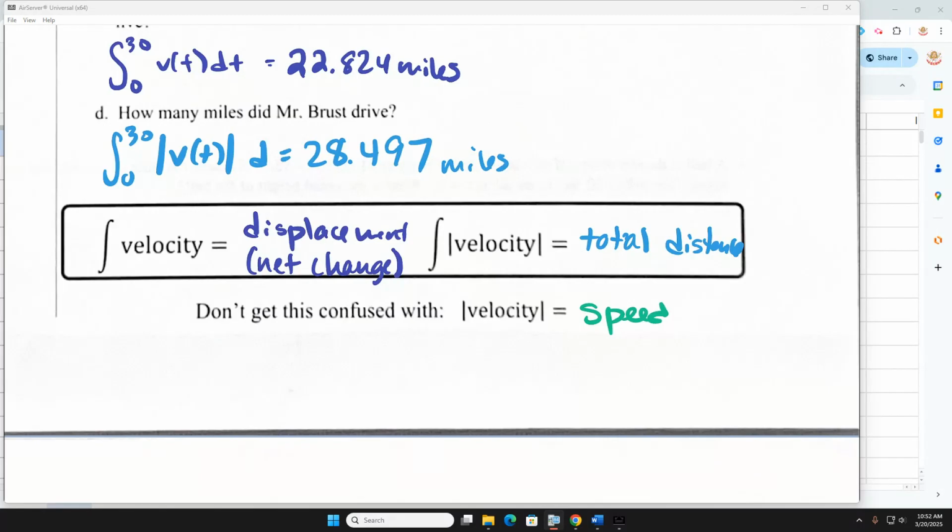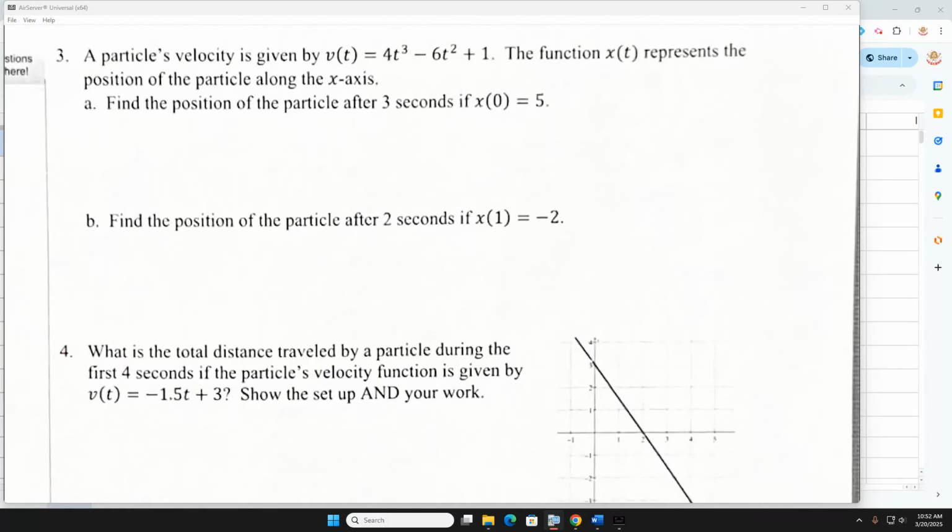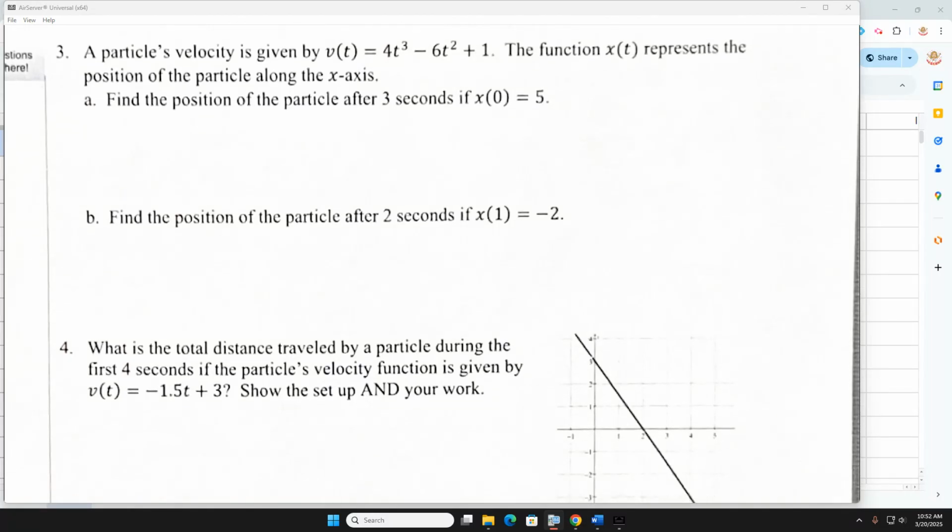Okay, so let's get through a few more examples. All right, so a particle's velocity is given by this function. It's another nice, pretty polynomial. The function x of t represents the position of the particle along the x-axis. So we're going to find the position of the particle after 3 seconds if x of 0 is 5.